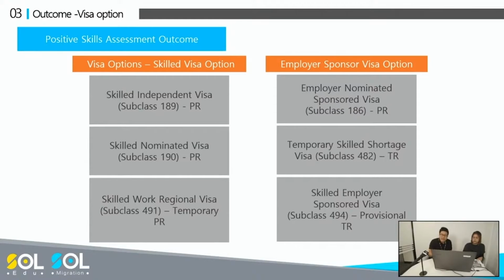So it means the minimum points to express your interest for the PR is 65 points, but it doesn't necessarily mean you can be invited with that minimum. Okay. In reality, the invitation point for the 189 visa, regardless of the occupation, is currently 95 or above. Yeah. So it requires you to have a very high point score.